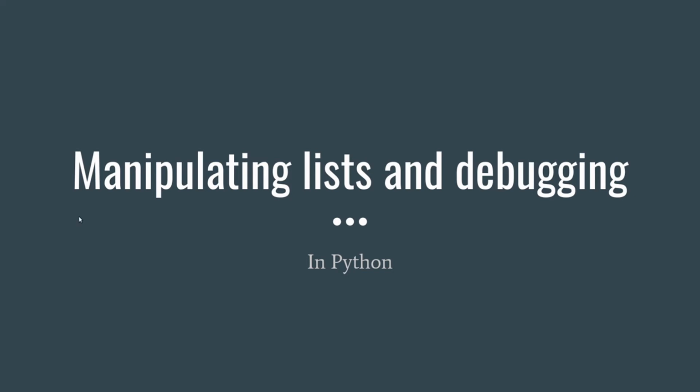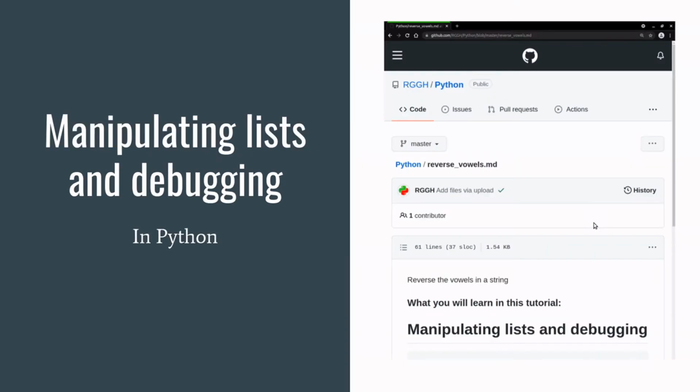Manipulating lists and debugging in Python. So what we're going to be doing today is looking at how to reverse the vowels in a string. Now this is purely an exercise to demonstrate how we can work with lists, and also how we can debug in VS Code. So if that's of interest, keep watching.